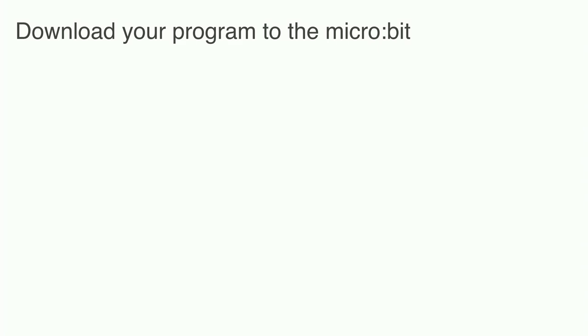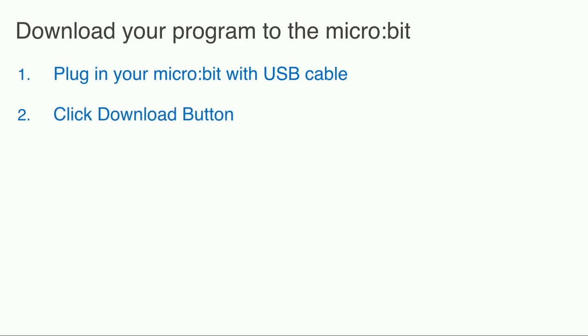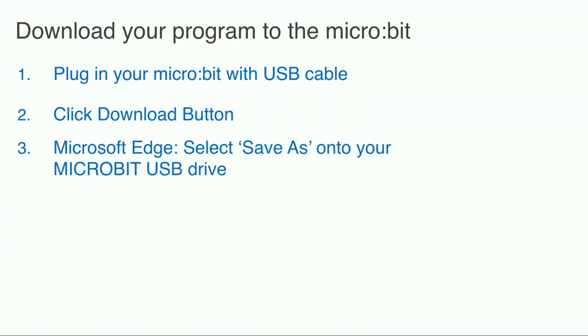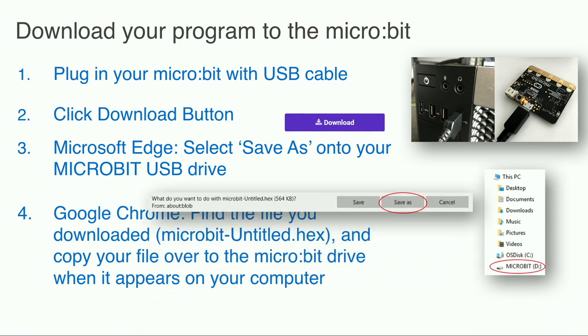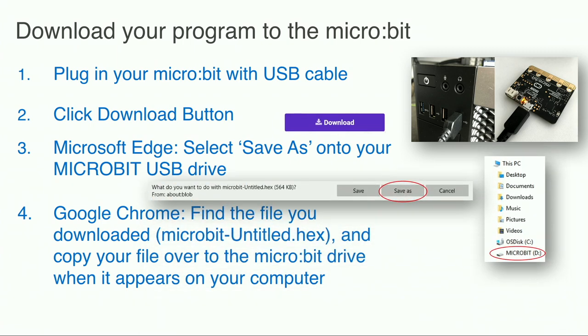So once you have that, this is what you would essentially do. You're going to plug the micro bit in with the USB cable. If you click the download button, it actually saves it onto your hard drive. If you're using Microsoft Edge, you can choose Save As, and that will save it onto your micro bit hard drive. So the download button looks like that. Save As will look like that. You can save it directly onto the micro bit volume, which will look just like that micro bit volume there.